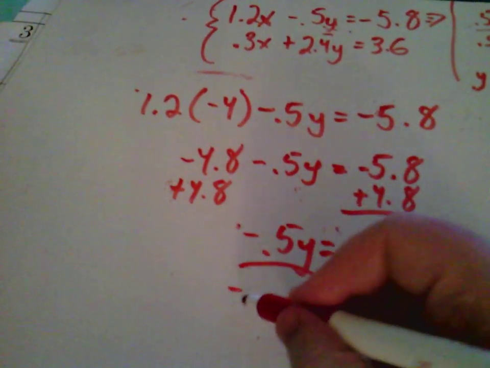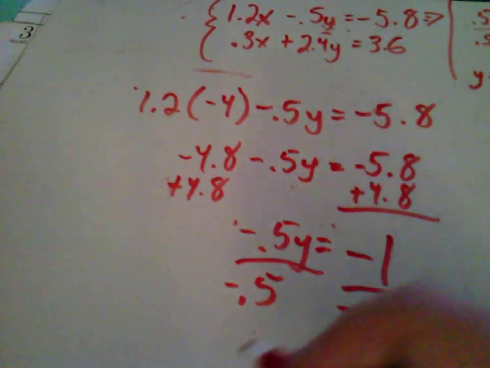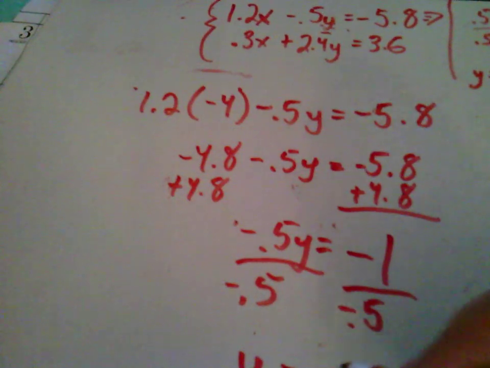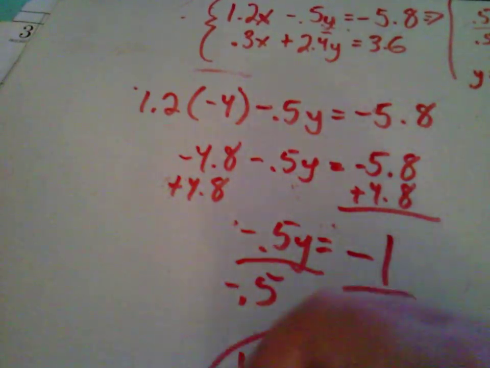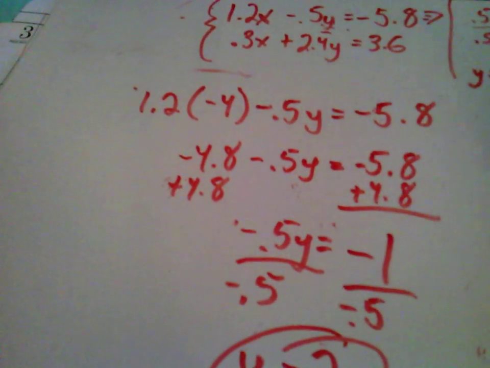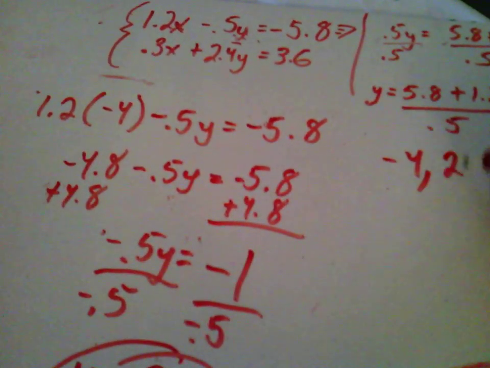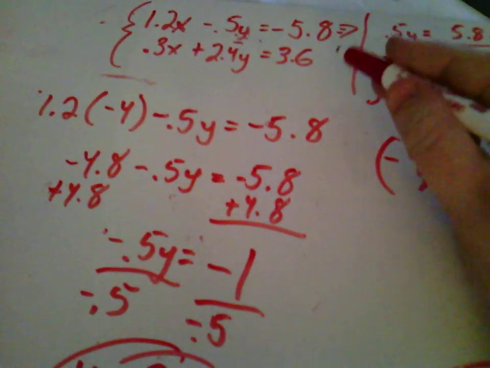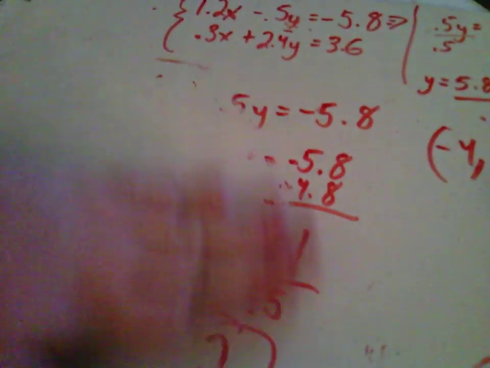Let's divide both sides by negative 0.5. That'll give us y is equal to 2, right? Negative 1 divided by negative 0.5 is 2. Good. So all things said and done, our answer should be negative 4, comma 2. That's the point of intersection for these two equations, these two lines. Let's see if it works.